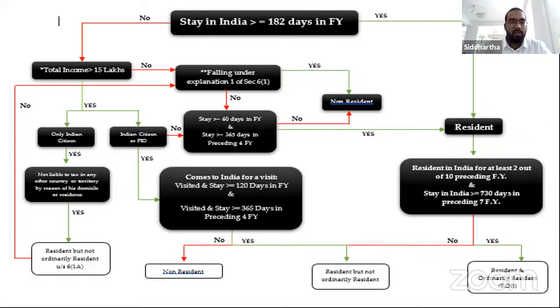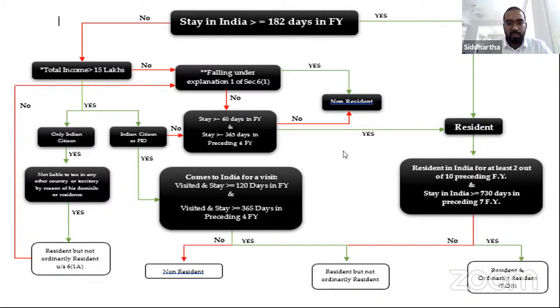So next limb, if you are an Indian citizen or person of Indian origin. If you are an Indian citizen or person of Indian origin, and your income in India is exceeding 15 lakh, and your stay in India for that particular year is less than 182 days, then we have to see whether you have come to visit India and your stay in India is for more than 120 days, and you have stayed in India for more than 365 days in the preceding 4 years. Then you become a resident but non-ordinary resident. Or else, if you don't satisfy both these criteria, you become a non-resident.